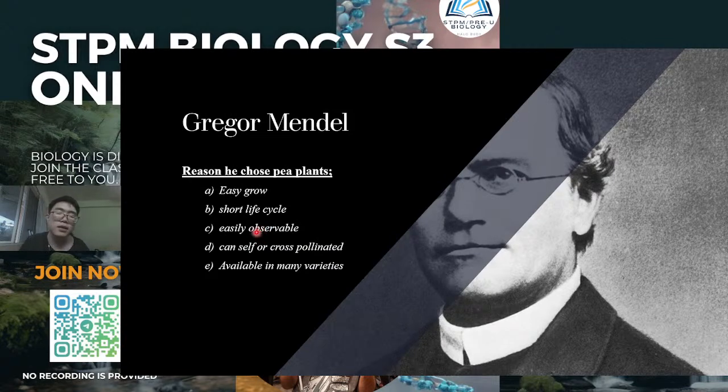It means that when we make a comparison like tall and short, we can directly compare: this plant is tall, this plant is short. When you compare the flower, the pea plant flower is either purple or white only, right? We compare the length of the plant, either it is tall or short only. When you compare the seed of this pea plant, either it is yellow or green. So it is very easy to observe, and we don't need to do additional analysis.